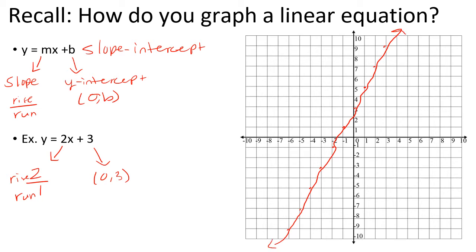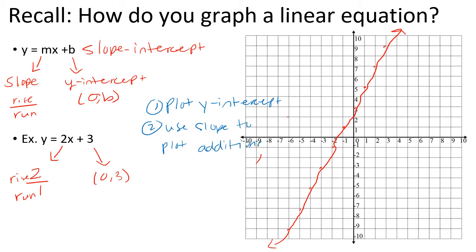So step 1, let's write what we did. Step 1, we plot the y-intercept. Step 2, we use slope to plot additional points. And then step 3 is we connect the dots, connect the points. And bam, you're done.